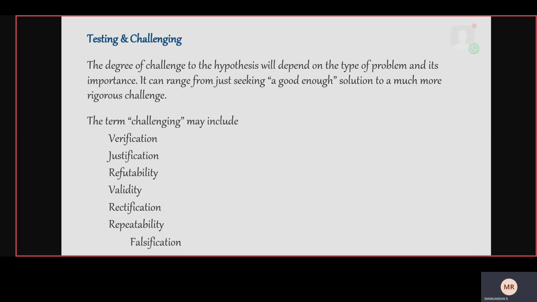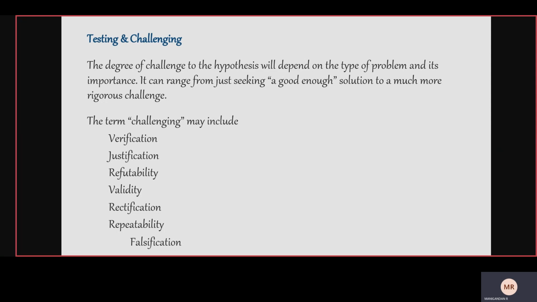Repeatability: if you are already using some variables, some sentences in your research, the same thing you have done should be repeatable. Rectification means you need to rectify the errors that are in that research. Next, validity: what are the validity problems it has? And next, refutability. Refutability is a part of that repeatability. Justification: you need to justify the statements. If you are using any statement in your hypothesis or in your research, it should be in a justifiable manner.